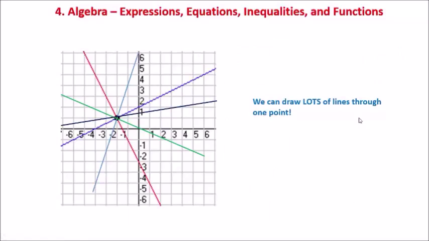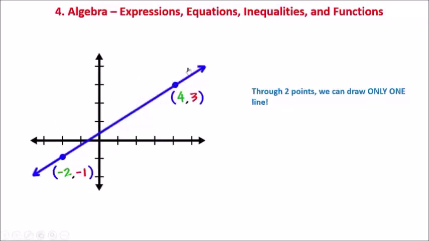Now let's say I've got a point on this graph paper, and I can draw any number of lines through that point, right? So I've got the dark blue line, the light blue line, red line, green line, any number of lines I can put through a single point, okay? So that's just an interesting thing you want to know.